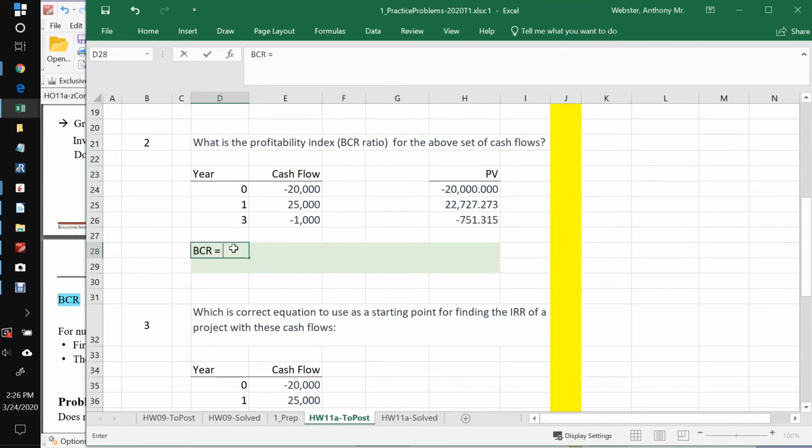So I'll say BCR is equal to, so here's going to be my numerator, 22,727.273, and that's all I have in the numerator this time, divided by, and if I want to be really anal about it, I could use my absolute value signs here and say minus 20.23, and add this up. You don't have to worry about the absolute value signs. You can just change the signs of the numbers. And we have here minus 751.315. Okay, and that would be my BCR.